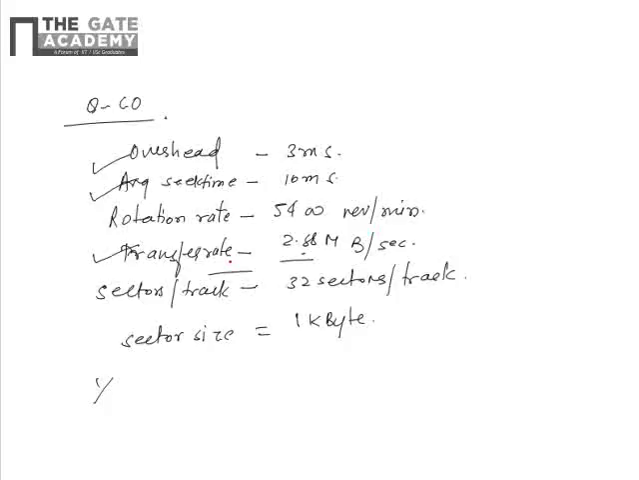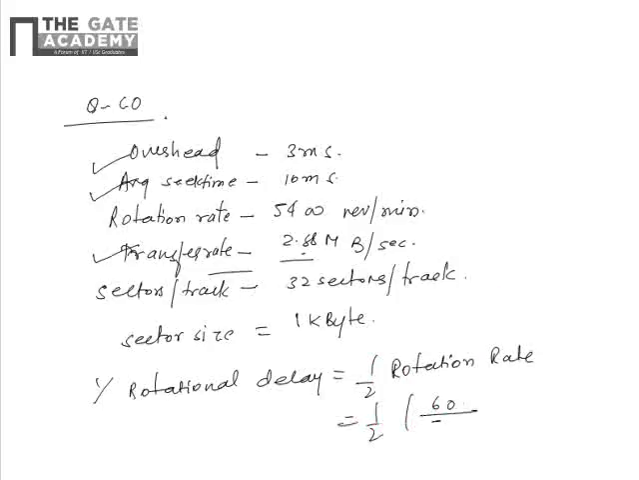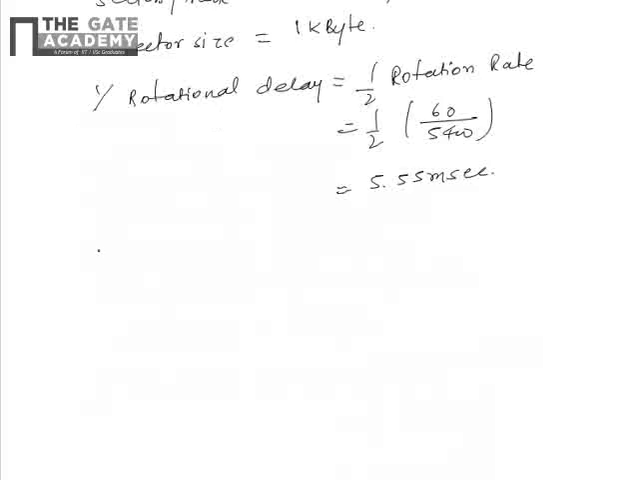Then we have to calculate the rotational delay. How do you calculate the rotational delay? The rotational delay will be half of the rotation time. Since the rate is given in minutes, we convert it into seconds. That will be 60 divided by 5400, which is nothing but 5.55 milliseconds.